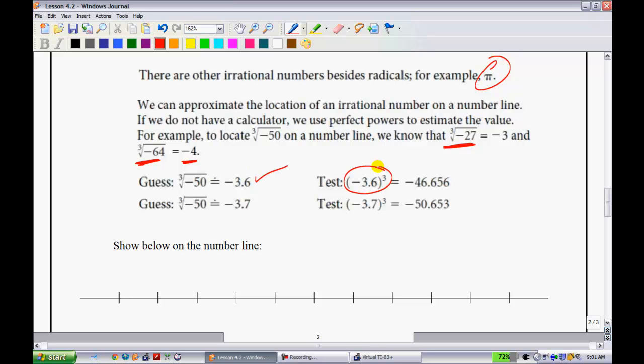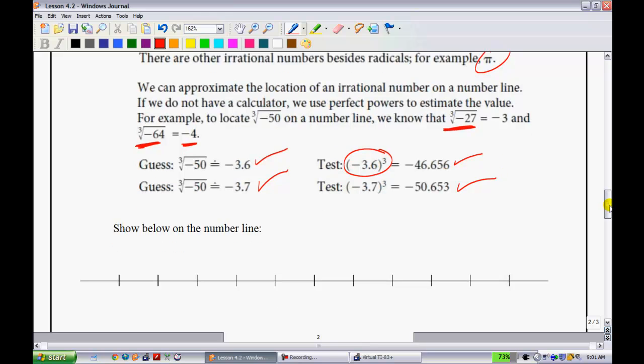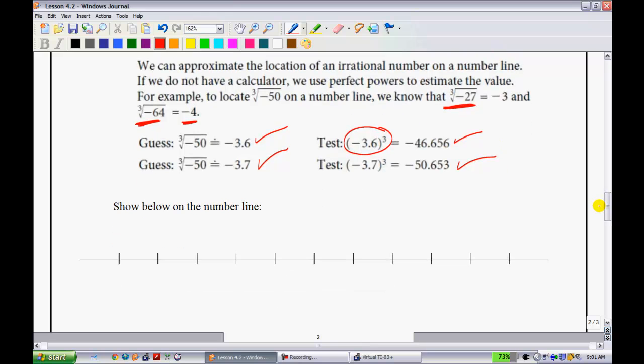So what I did, I went and tested it, I put it into my calculator, and I took a look and I found, yeah, it's getting there. It's close to 50, but not quite 50. The next one I did was I took a look at -3.7. And so that's the next one. I thought, well, I'll try one a little bit higher. And this one I got fairly close. So this is just one way that you can go ahead and estimate these.